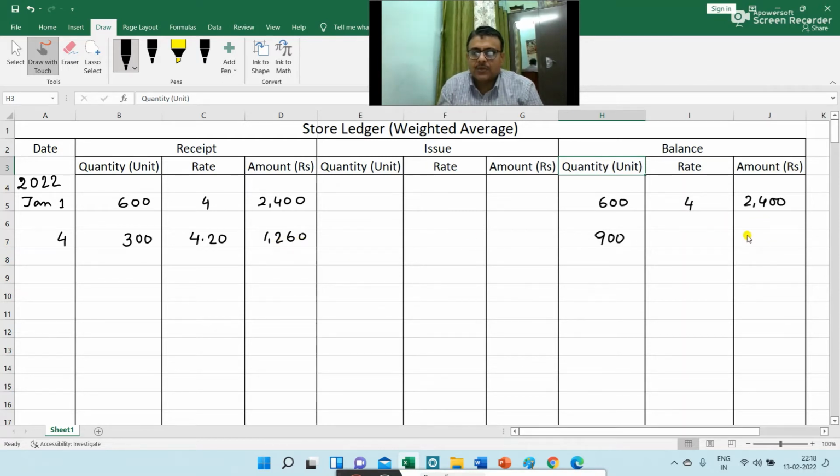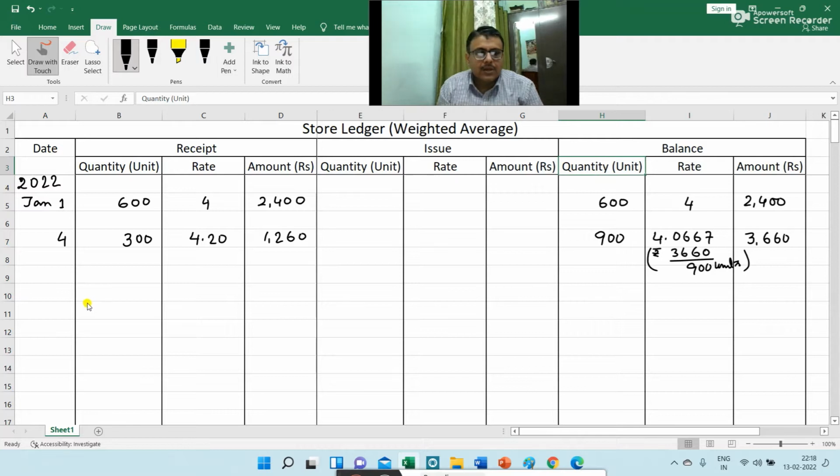So this value is 3,660. So what is the rate of this value 3,660? This is 4.0667. So how have I arrived at this value? I have simply divided 3,660 by 900 units. So this is the working I am doing for you.